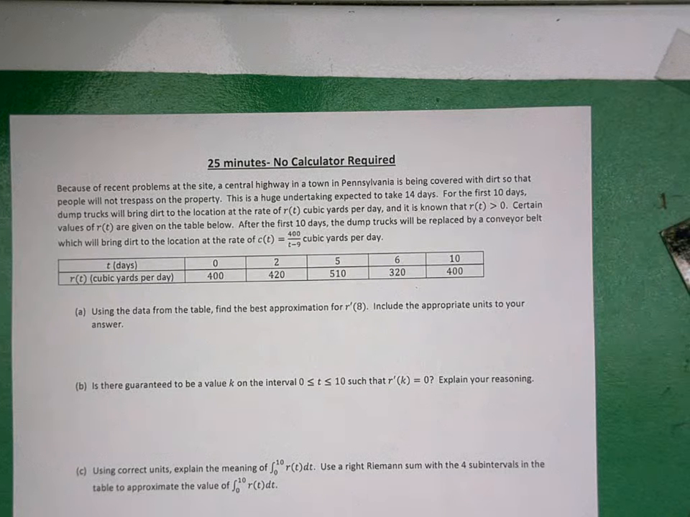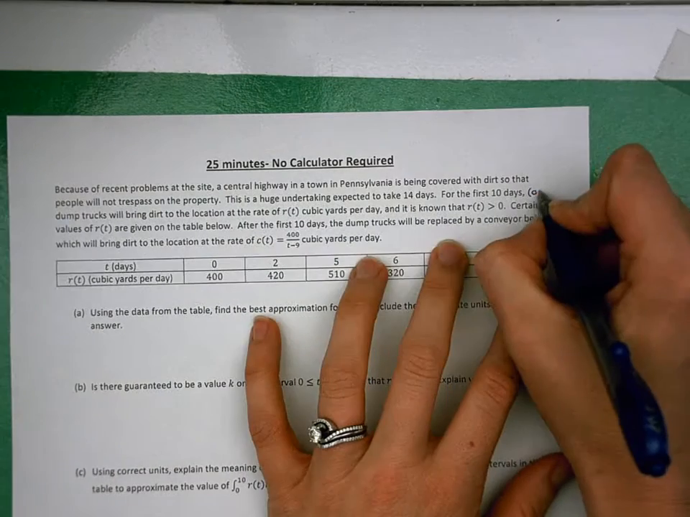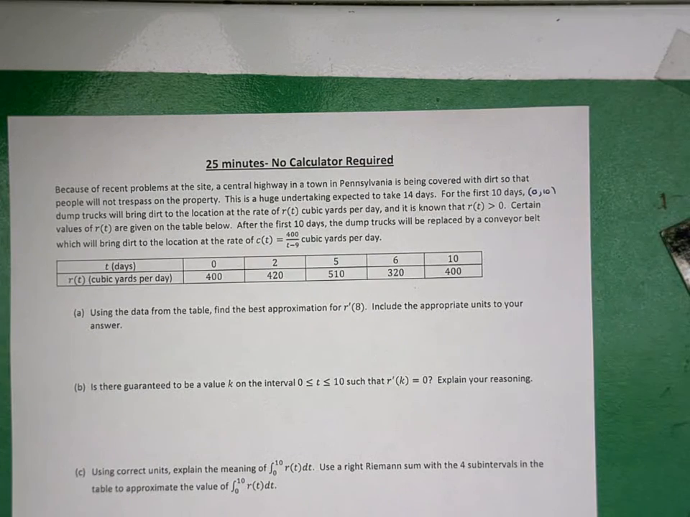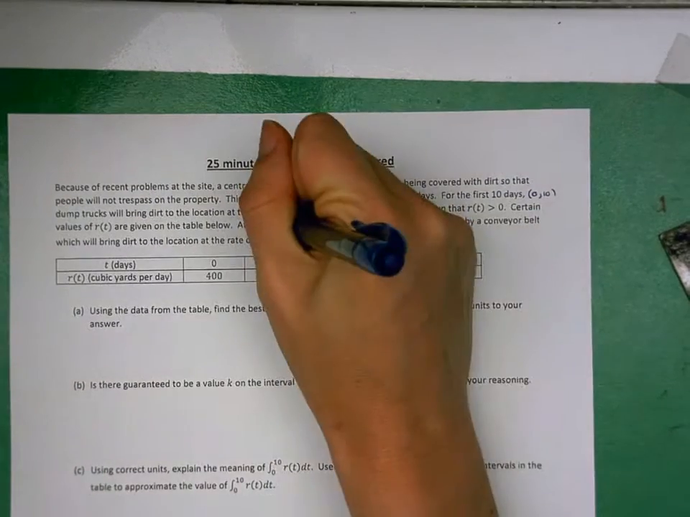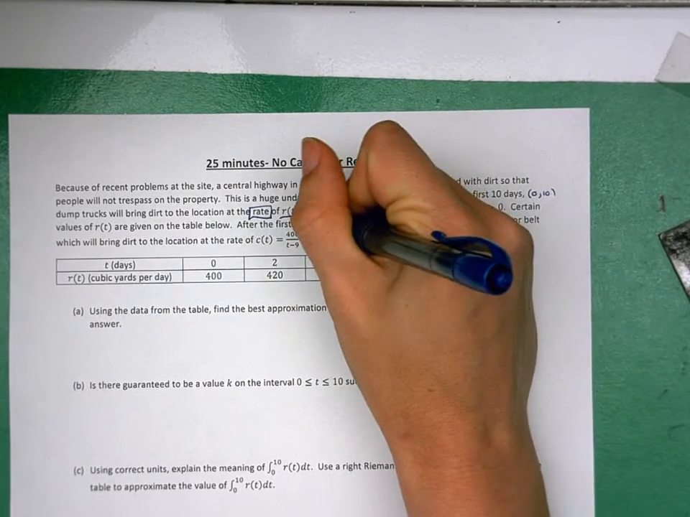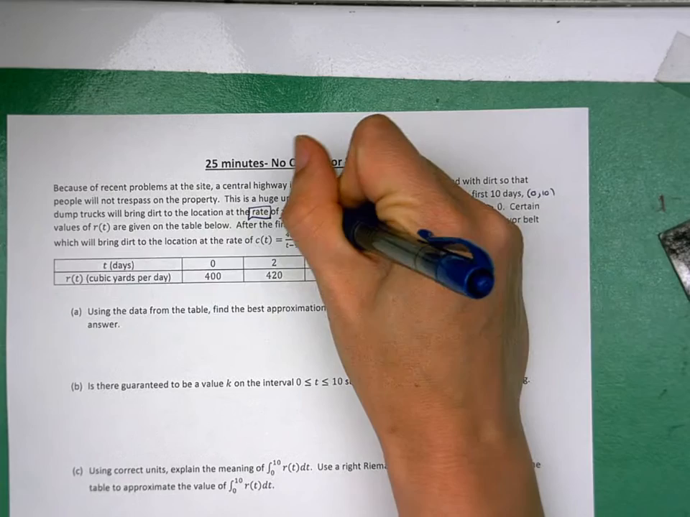Because of recent problems at the site, a central highway in a town in Pennsylvania is being covered with dirt so that people will not trespass on the property. This is a huge undertaking, expecting to take 14 days. For the first 10 days, so I'm going to go ahead and write that as 0 to 10 just to remind myself, dump trucks will bring dirt to the location at a rate, so we know we've got a rate here, of R(t) cubic yards per day. So again, kind of referencing that rate idea.